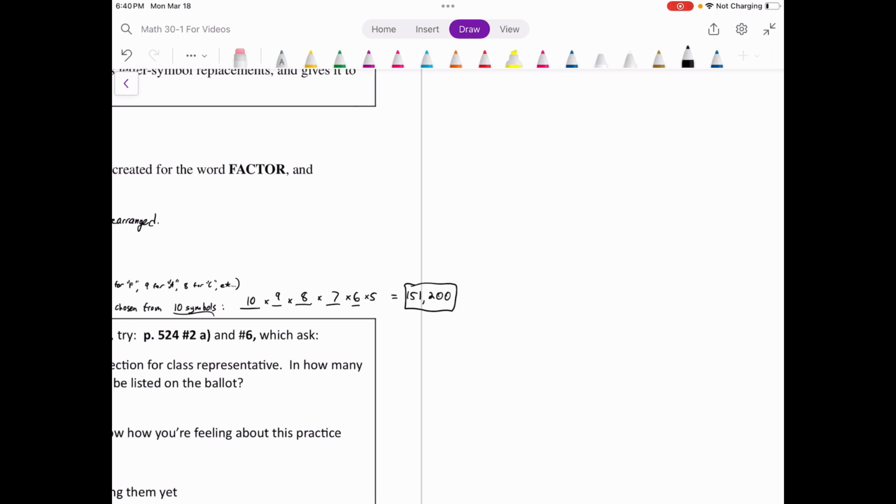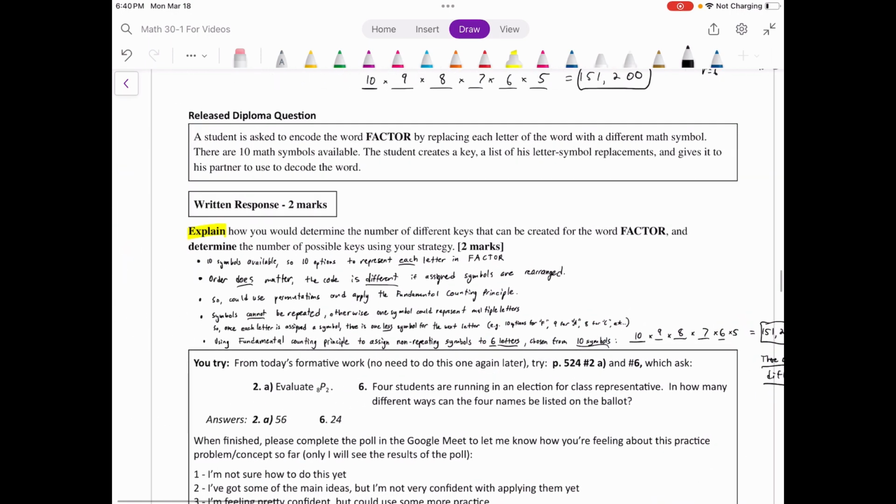So we could say there are 151,200 possible different keys the student could make. Right? There we go. Okay. Now we've explained everything we did, right?